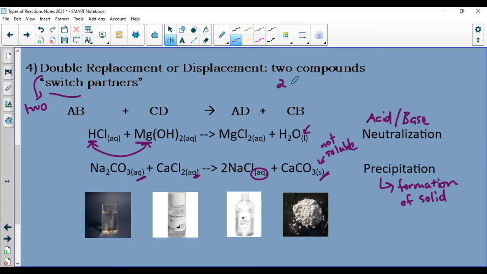So again, we have two reactants to two products. But the difference here is that we have two compounds trading partners, and we get two compounds at the end. Remember up above in single replacement, it was an element and a compound producing a different combination of element and compound.